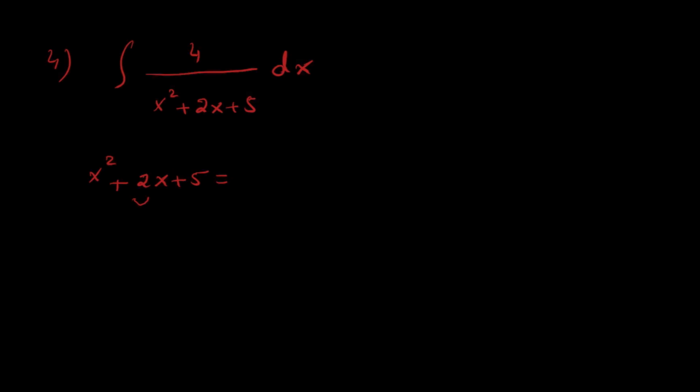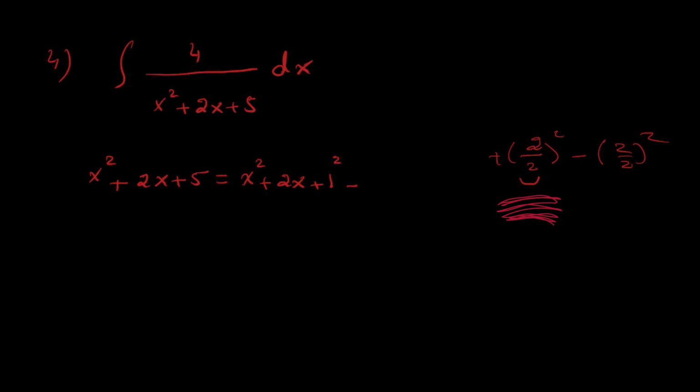What I mean is that, we look at the 2, we divide it by 2, we make it square, we add it and we subtract it, 2 over 2 squared. So how does it go here? Let me show you. So it becomes x squared plus 2x plus, what do you get when you have 2 over 2? It becomes 1 squared minus 1 squared, which is the other one. And we have plus 5, we leave it.